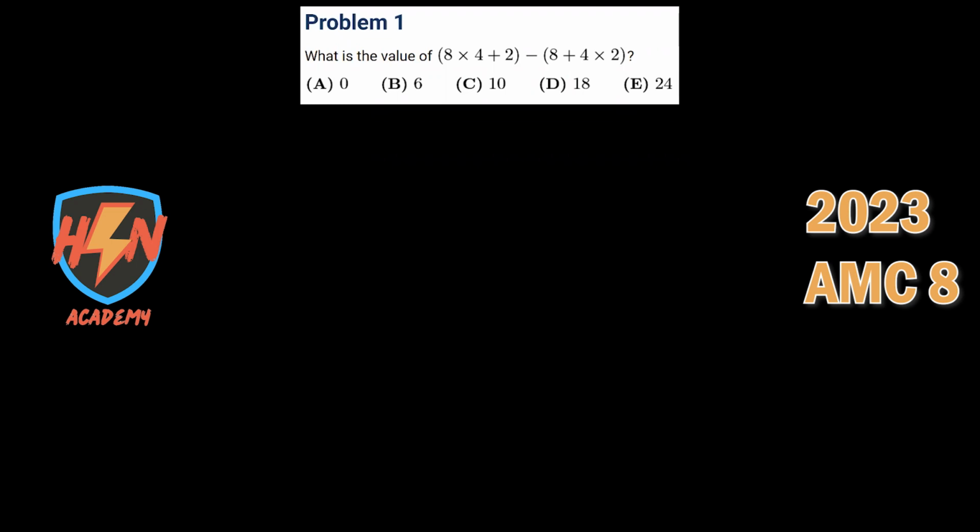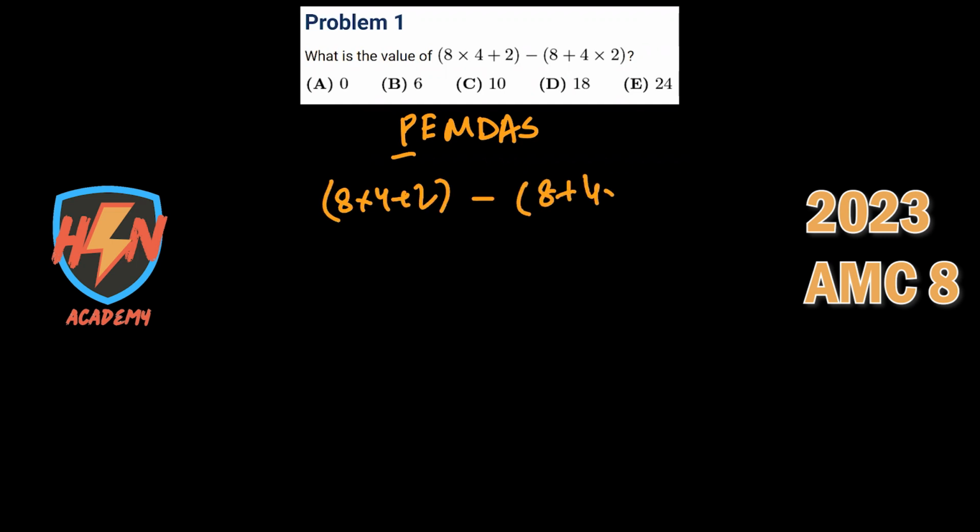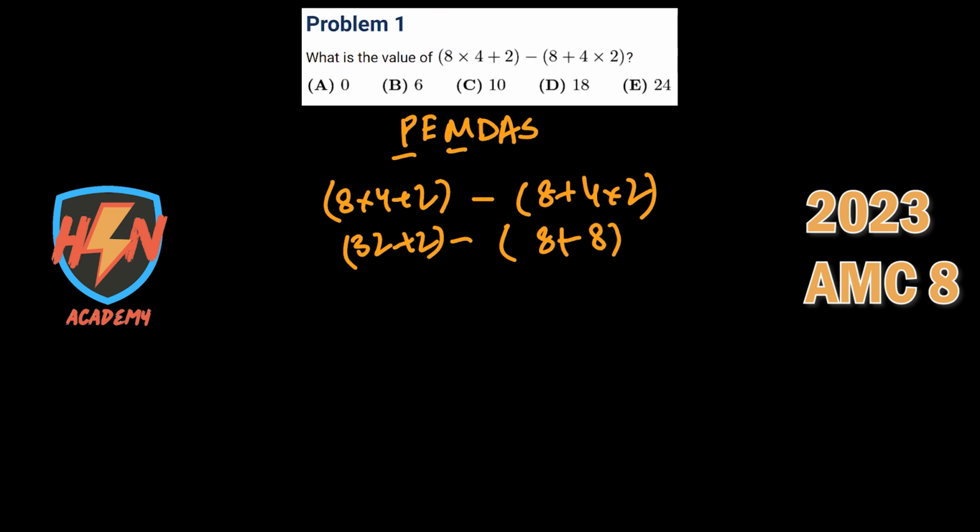In this problem, they want us to simplify this expression, so we'll use the PEMDAS rule to simplify this. So 8 times 4 plus 2 and 8 plus 4 times 2, that would be 32 plus 2 and 8 plus 8. So that would be 34 minus 16, which gives us 18, and the answer is D.